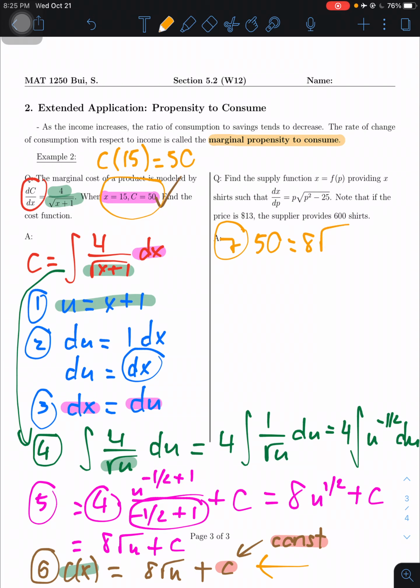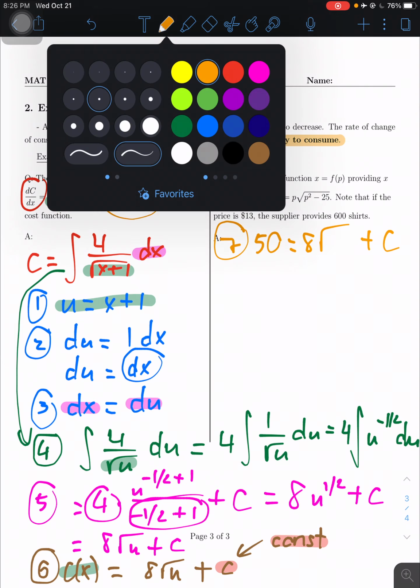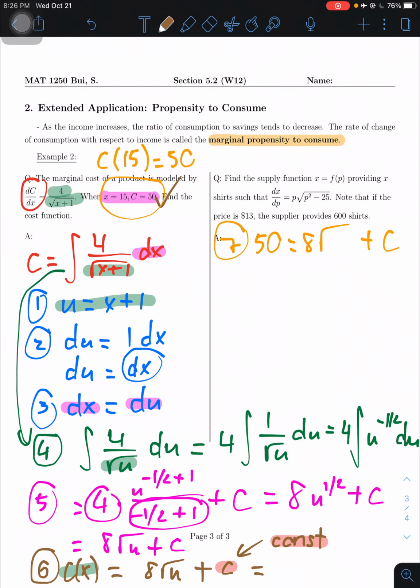But wait, should I plug in 15 right away or no? The answer is no. Don't do it, okay? I purposely did it all the way to here so that I can show you guys that this is a mistake. Let me go back in here and show you why. In step 6, this is not the good answer because we want the x variable, right? We don't want a u variable. So that means we have to switch it back into x. And our u in here is x plus 1. So let me replace u by x plus 1, and then I'm going to have a plus c in here.